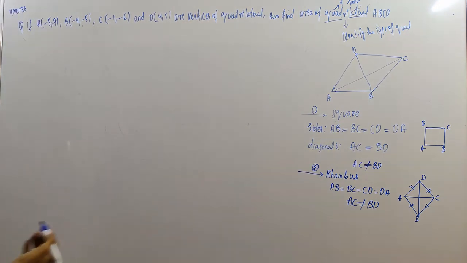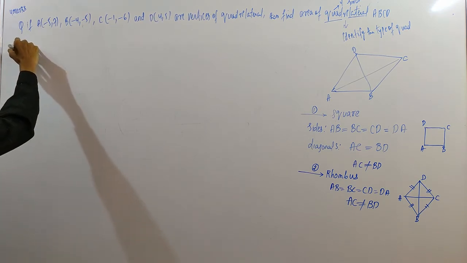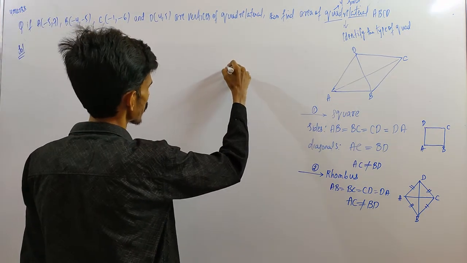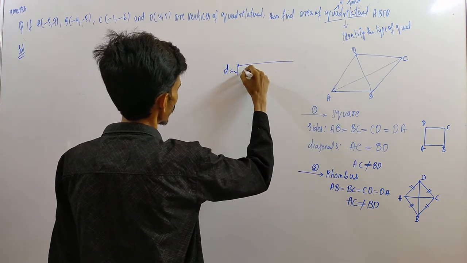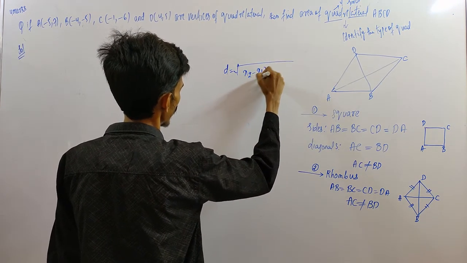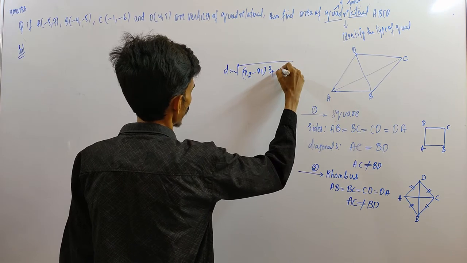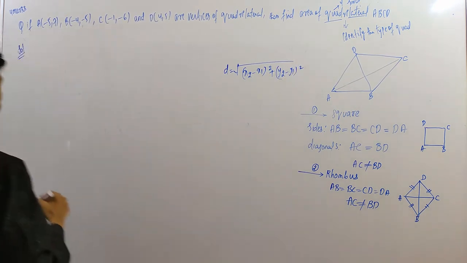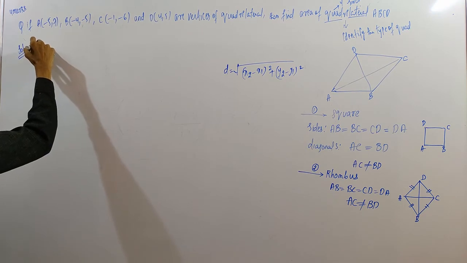Let us check this. We have A, B, C, D as the vertices. Using the distance formula, we know that distance is root over (x2 minus x1) square plus (y2 minus y1) square under root. Let us take the distance AB.